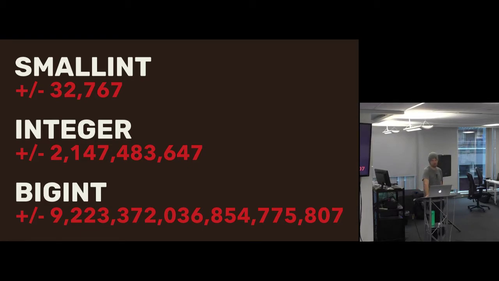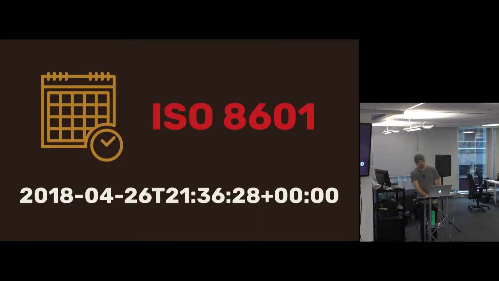Make sense? Kind of, somewhat? Okay. We've also got this ISO 8601 format. It's just a fancy way of saying we have a standard way to indicate the formatting of a date. Here we're indicating that this is April 26, 2018.